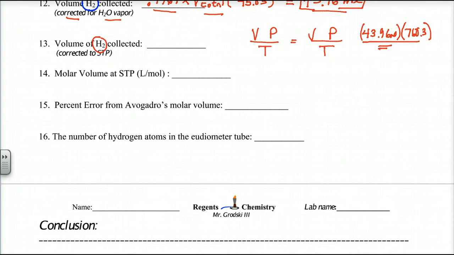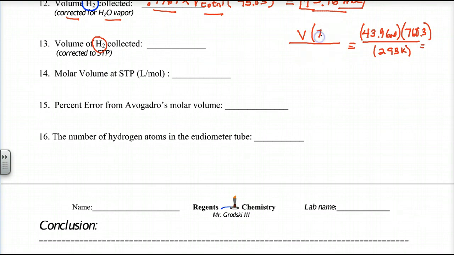So my friends in chemistry, this becomes 293 Kelvin. Now I want to solve for what? I want to solve for STP. So I'm going to get rid of the rest of this and solve for STP. What's the new volume when the pressure is 760, not going to change that much, and the temperature is 273 Kelvin? I'm going to solve for V.